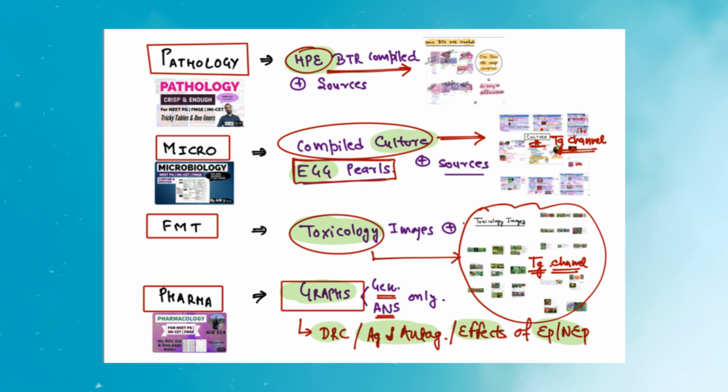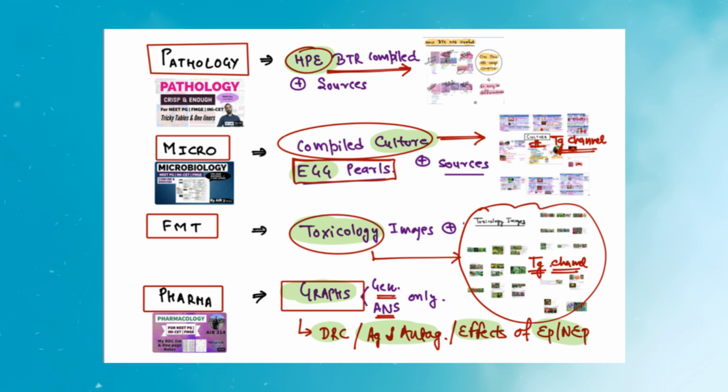So this is for the second year. Basically, you have to cover the BTR compiled section of histopathology images, the compiled culture image that I have shared on my Telegram channel, and see the pulse of the eggs section of the parasite. And for FMT, the toxicology compiled image, and for pharmacology, see the general pharmacology curves and ANS experiment curves of epinephrine, norepinephrine, and the rabbit eye experiment.